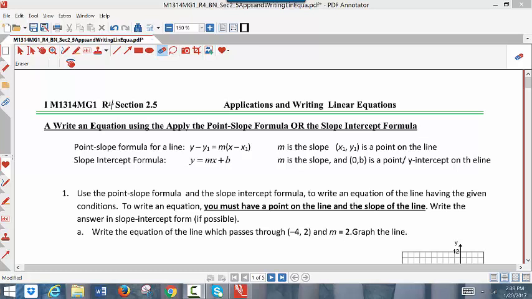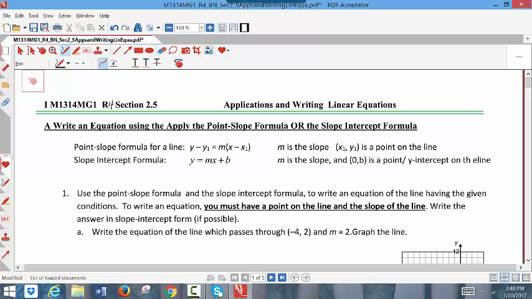Hello students, today's lesson is on applications in writing linear equations. We're going to start by putting a great focus on writing the equation. So we are going to write the equation of the straight line. And after we're good at writing equations, then toward the end of the lesson we'll do a few applications.